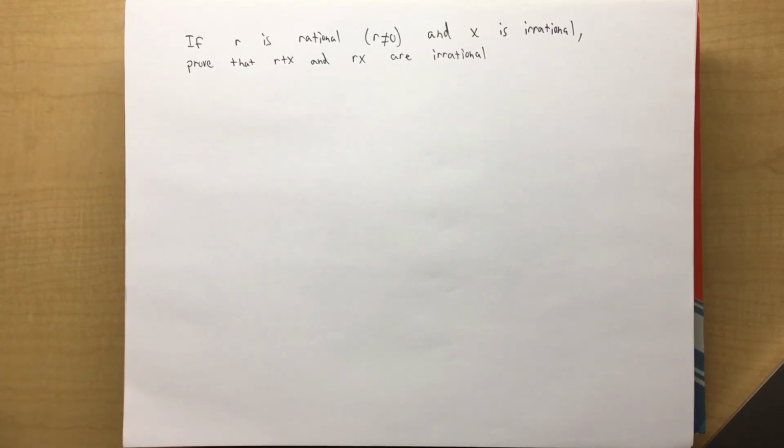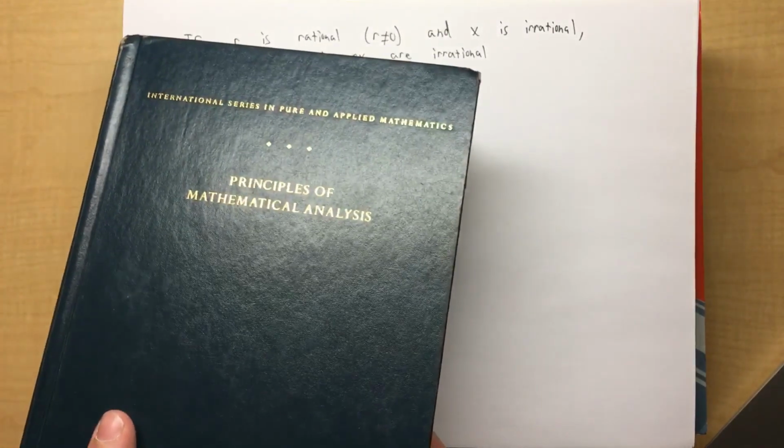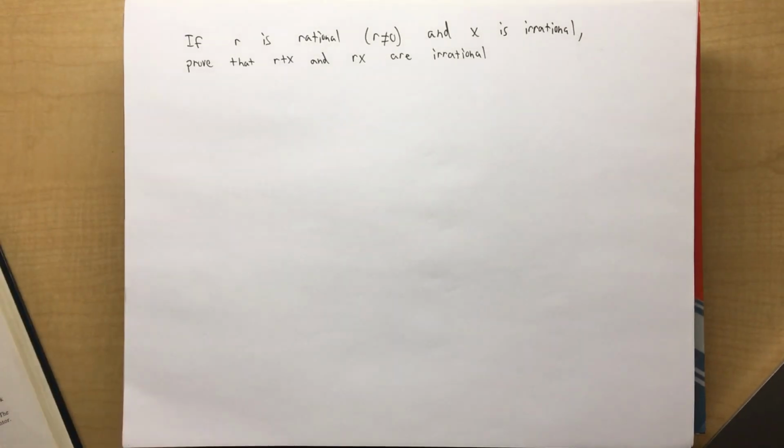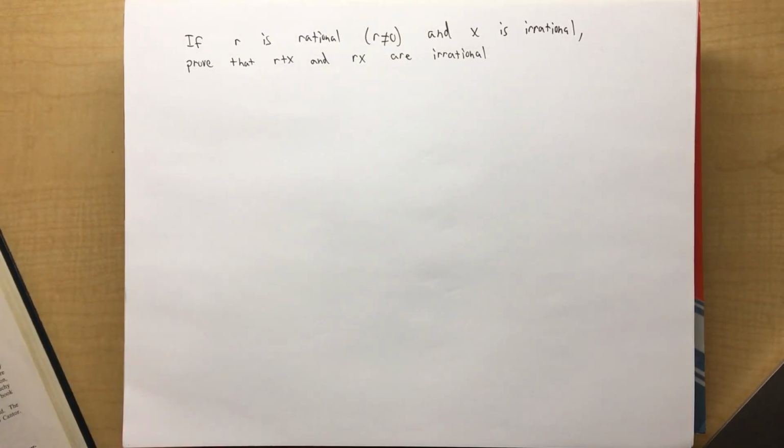Okay, this is Walter Rudin's Chapter 1, Problem 1. If r is rational and r is not 0, and x is irrational, prove that r plus x and r times x, both of those are irrational.